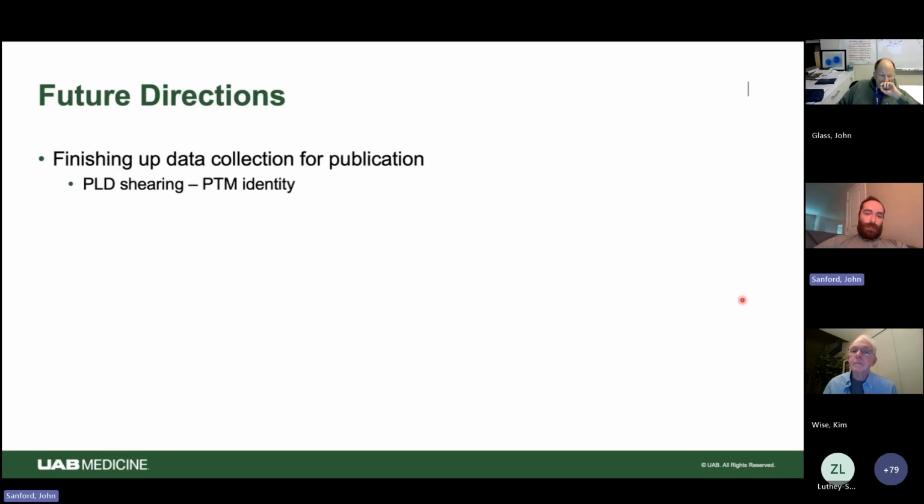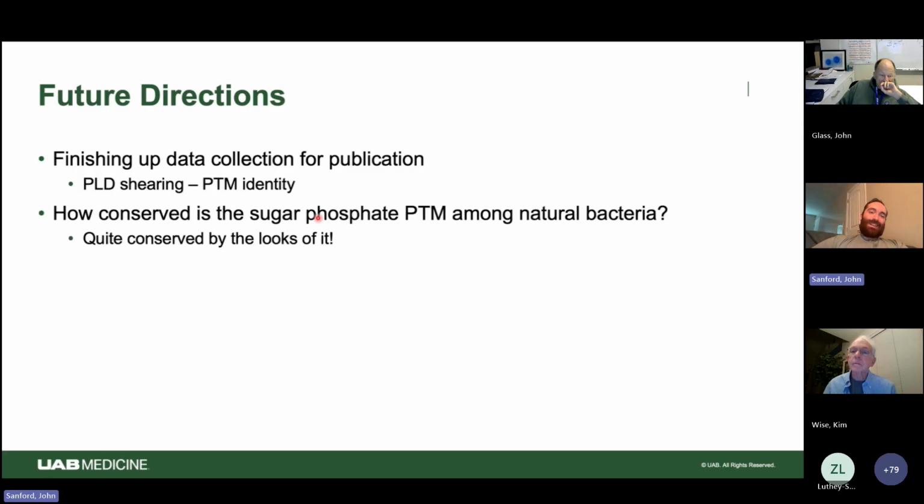Currently, we're finishing up some data collection for publication. One thing I'd still like to do is a phospholipase de-shearing assay, just to account for anyone who doubts our shearing hypothesis. Just a nice way to keep the skeptics quiet.